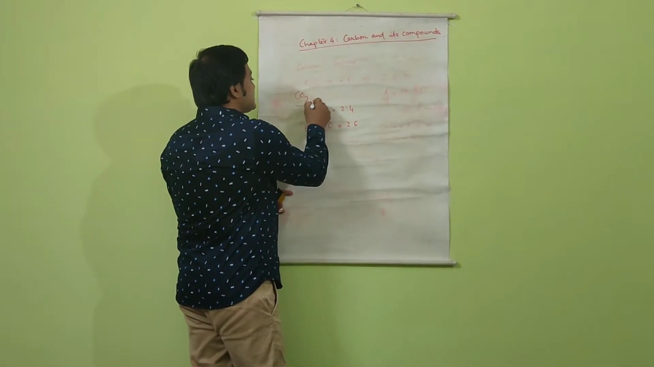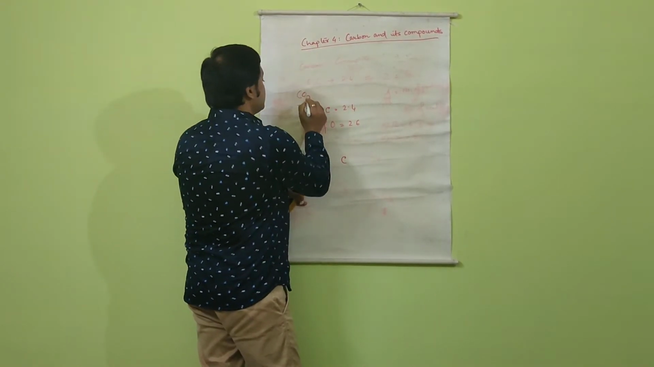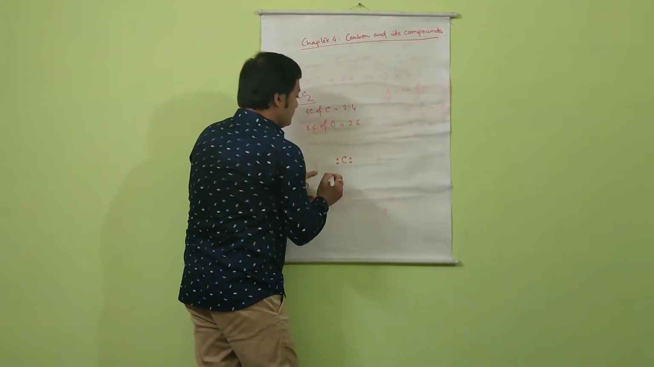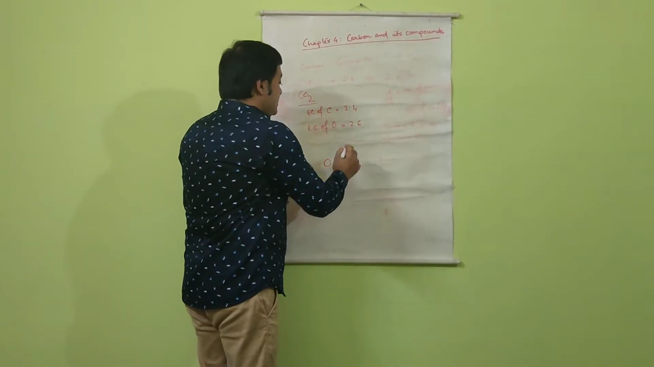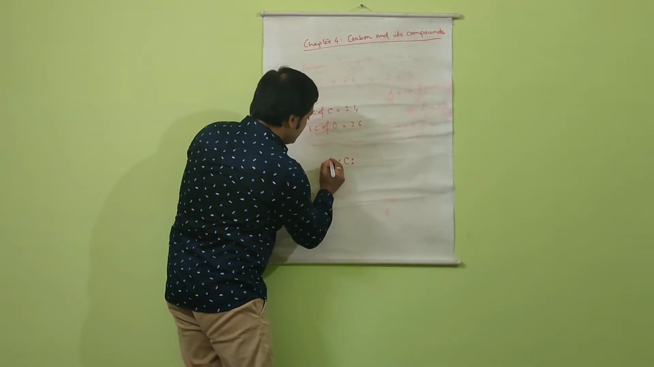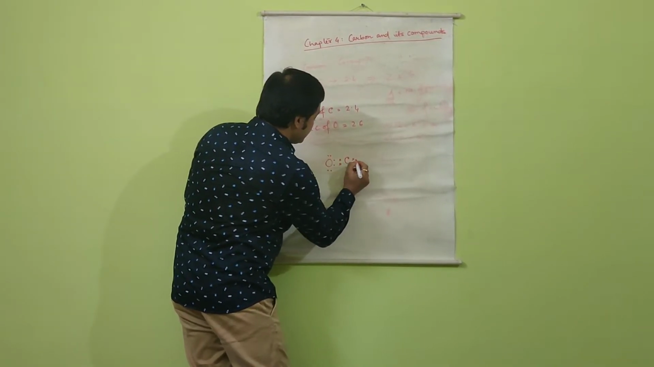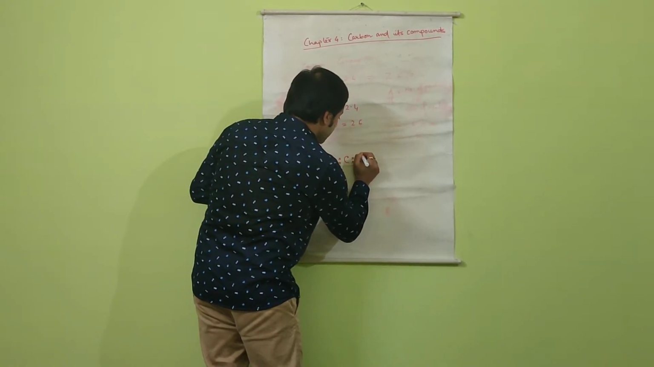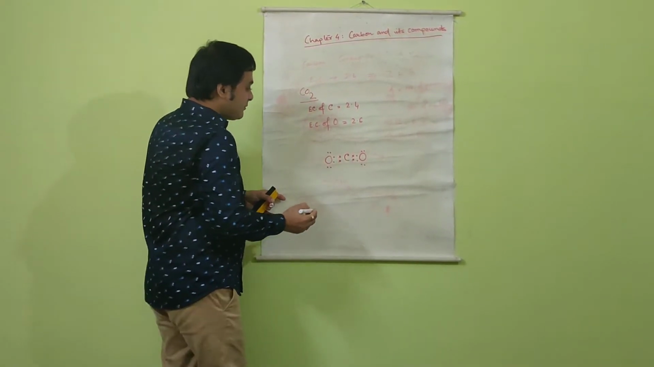So let us see how this electronic arrangement takes place. 1, 2, 3, 4. These 4 electrons I have represented here, and for the oxygen atom, 6 electrons. This is 1, 2, 3, 4, 5, 6. And 1, 2, 3, 4, 5, 6. So let's see what happens.